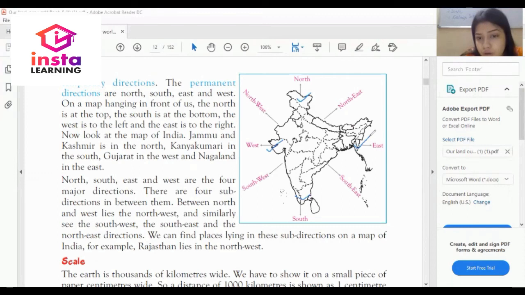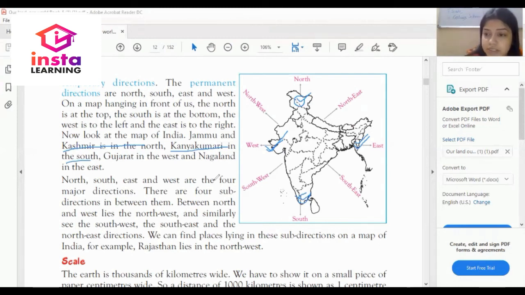So now look at the India map on my screen. Jammu and Kashmir is in the north. So this is the part of Jammu and Kashmir. Kanyakumari is in the south. Here is the Kanyakumari part, bottom. Gujarat is in the west. Here is Gujarat, and Nagaland is in the east of the India map. So north, south, east and west are 4 major directions. So there are 4 sub-directions in between them.